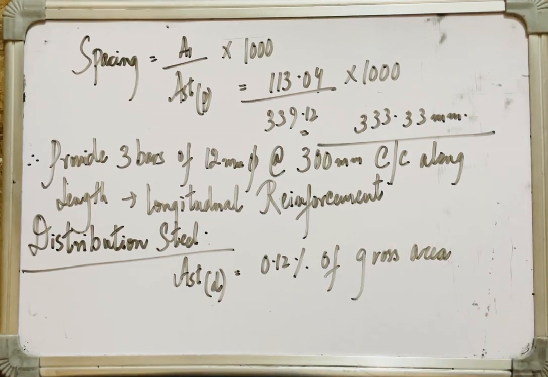Alright? Distribution steel provide करते हैं हम 0.12% of the gross area. यहाँ पे हम gross area लेंगे स्लैब का और कैलकुलेट करेंगे अपना distribution steel, या जिसको distributors भी बोलते हैं. Distribution steel is also known as distributors. Alright? Now, how much is the AST distribution steel required in our case?